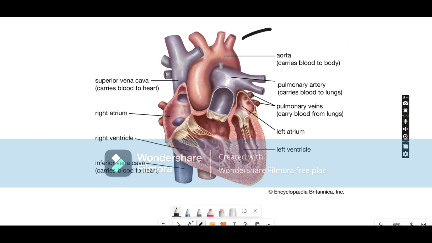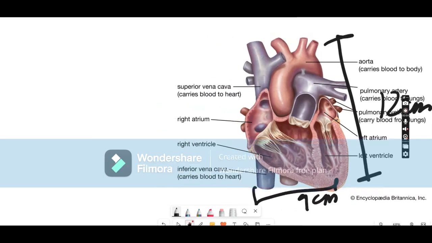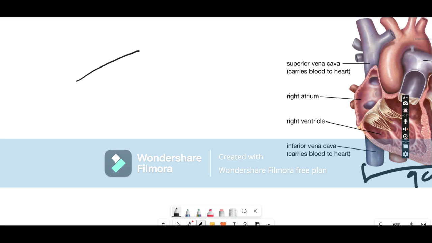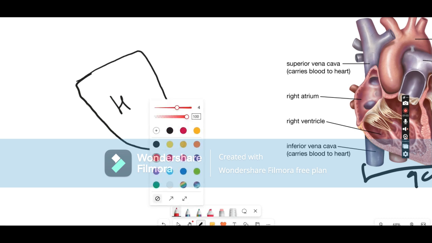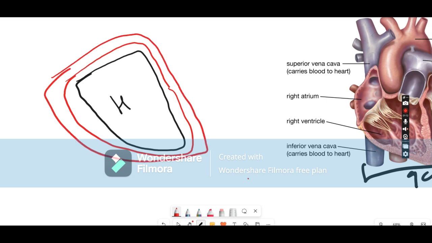Talking about its dimensions, the dimensions are 12 centimeter into 9 centimeter, and this is almost equal to the size of a clenched fist. Now, talking about its protective coverings, this is a very rough diagram of heart, and it is covered by protective covering known as pericardium, which is double membrane. So we have to draw two walls basically. So this is a layer known as pericardium.